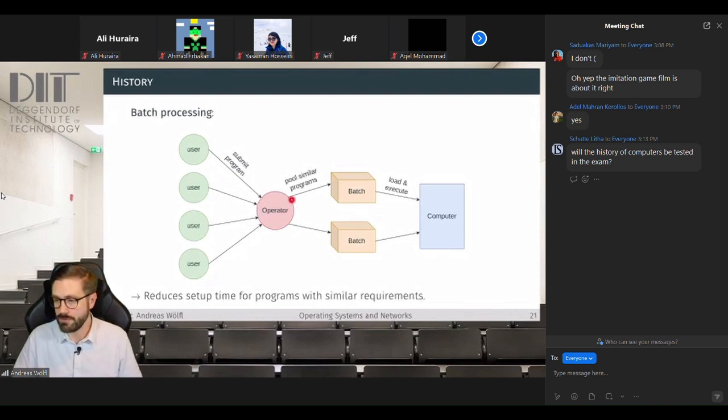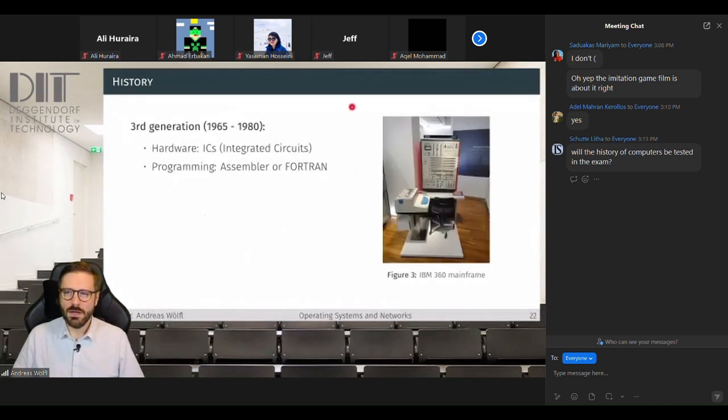This is called batch processing. And the goal is to reduce setup time for programs with similar requirements. Next generation, third generation, is the next step of progress. Now we have ICs, integrated circuits. So an IC is a chip, and we have transistors in chips now.